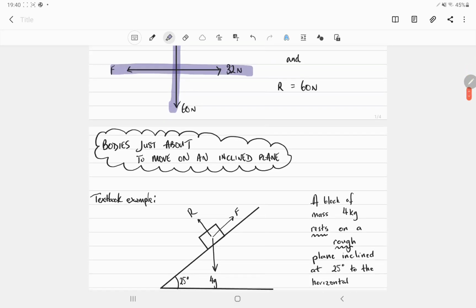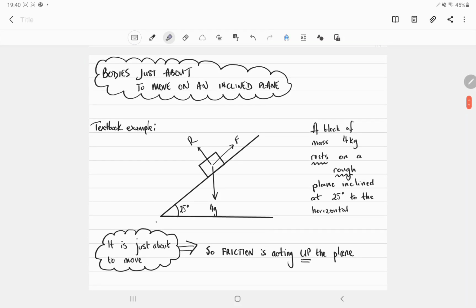The next type of question is when the object is on an inclined plane. Once again, this is about bodies that are just about to move. Now, a block of mass 4 kilograms rests on a rough plane inclined at 25 degrees to the horizontal. It's a rough plane, so we have to consider friction. The key bit of information here is that it is just about to move. If it is just about to move and resting on the plane, then it is just about to go down the plane.